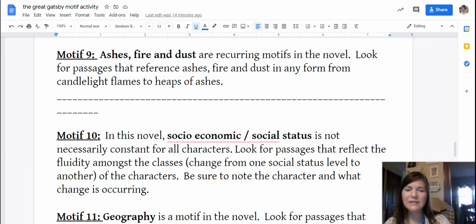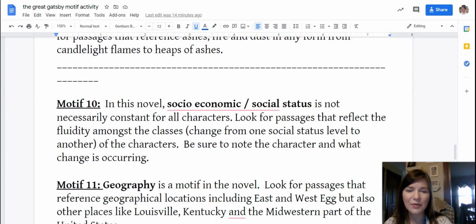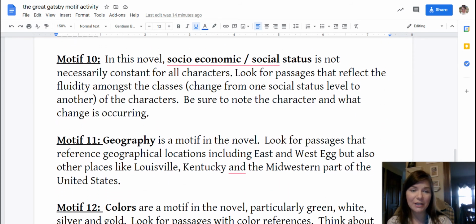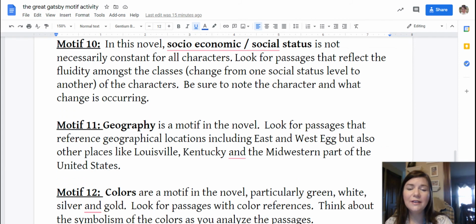All right, motif 10, and we have looked at this in some of our pre-reading already, but socioeconomic and social status is not constant for all the characters. Some of them are changing between social status and social class throughout the book. And here you are noting changes that happen within that. All right, motif 11.